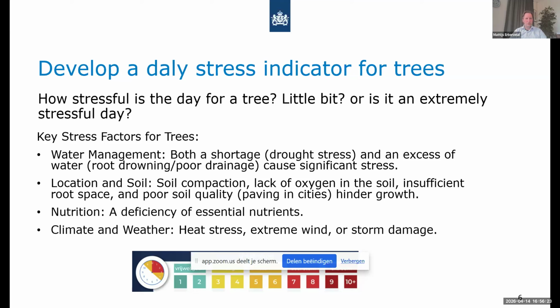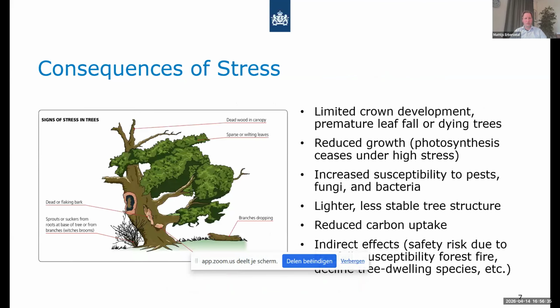So what are the stress factors? Of course, the water management, the location and soil, the nutrition, and the climate and weather are all part of it. What are the consequences of stress? Well, limited growth development, reduced growth, increasing pests and fungi, bacteria, and the reduction of carbon uptake.